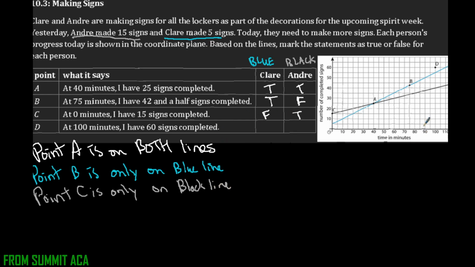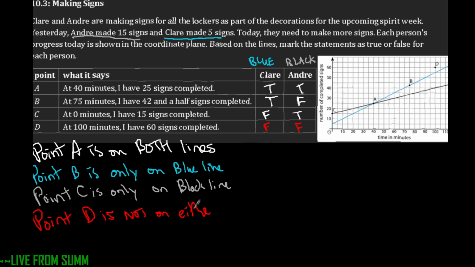And for the last one, at 100 minutes, so I have x equals 100, and I find that point D, I have 60 signs completed, so it's 100 comma 60. We're going to say that is false for both. And that makes sense because point D is not on either line. And so since it's not on the line, it cannot work for either person.